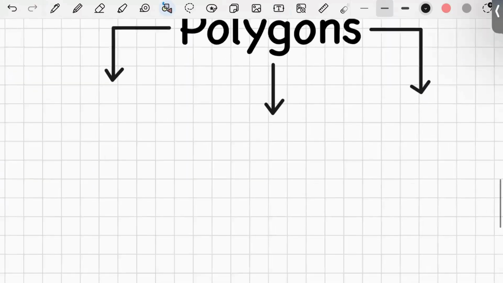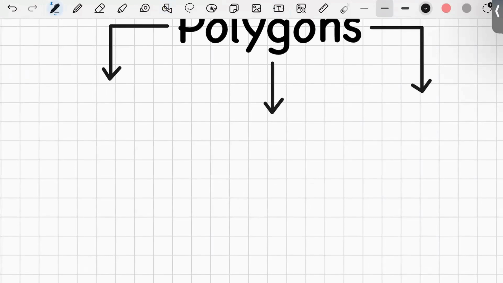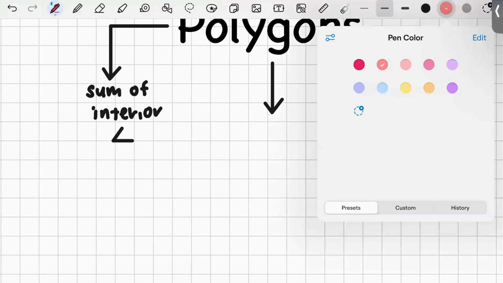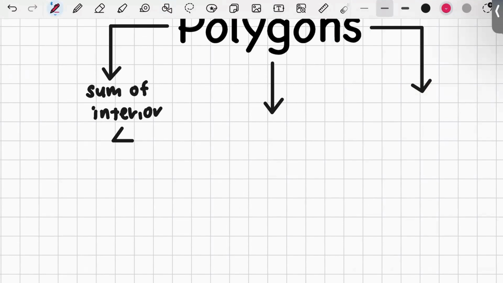Okay, so the first one is always your sum of interior angles. When we look at the sum of interior angles, we have a particular formula. So I'm going to write it in a bright color. All of the interior angles inside the polygon, depending on the number of sides you have, it's always (n - 2) multiplied by 180, where this n is actually the number of sides.